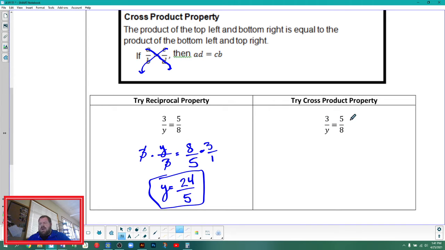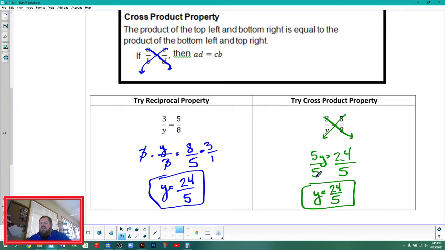The cross products property, or butterfly math if you will, says 5 times y is equal to 3 times 8. Then we have to solve this equation. What's happening to y? It's being multiplied by 5, so I will divide by 5 and see if I have to reduce, which I don't, and I get the same answer. It's going to be up to you to decide which way is quicker and easier.